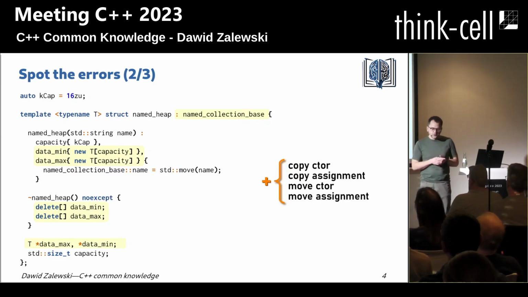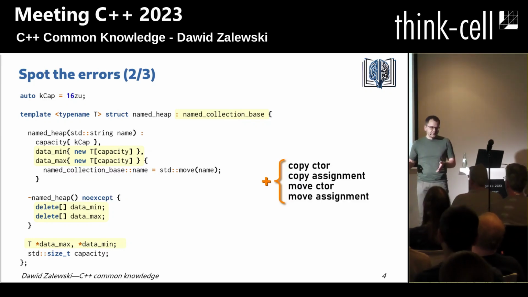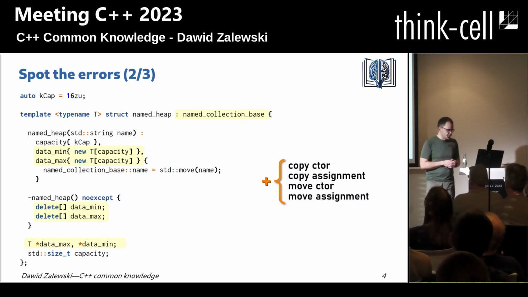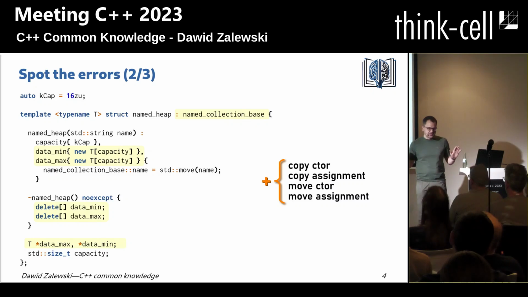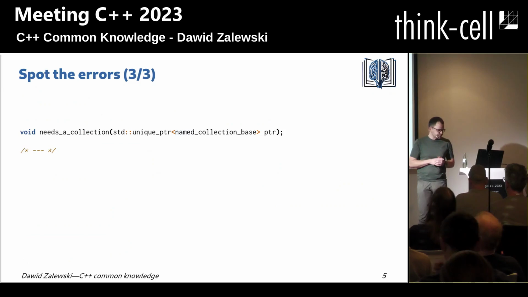And of course, it follows the rule of 5. So it also has a copy assignment, copy constructor, move assignment, move constructor, everything that you want. And then I'm using those 2 classes, or actually 3 classes together. Mostly, I'm going to use the named heap. And that's not much of a usage.